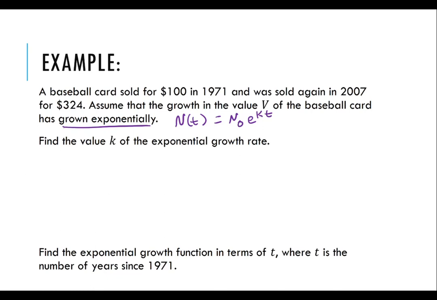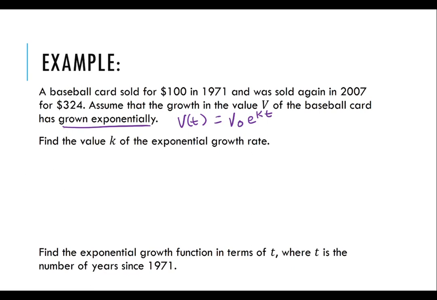Well, since we're not talking about the number of people in a population, we're talking about money, or in this situation value, I'm going to change my n's to v's. Alright, so then I have a value over time, and I have an initial value times e to the kt. Okay, great. Alright, so what else can we do? Well, the first thing we're told to do is find the value of k, the exponential growth rate. Well, that makes sense. We need to find k.